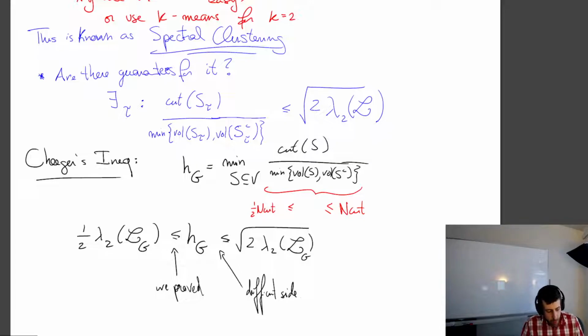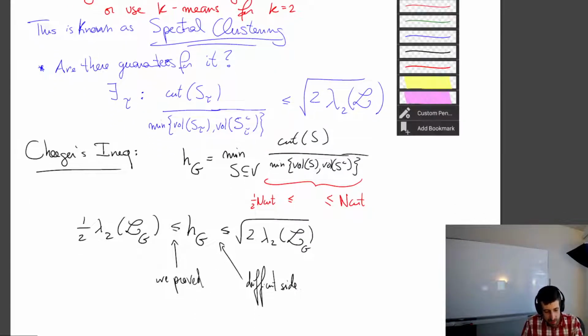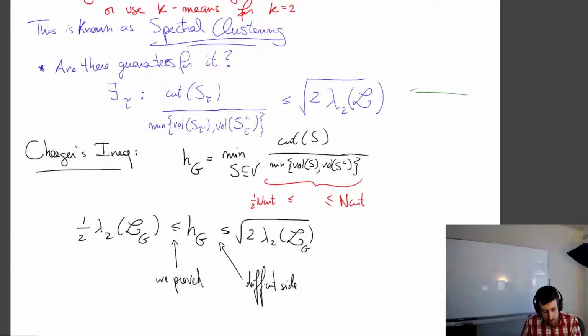But see, why did we prove this? Because of this relationship between this quantity and the n cut. They're the same up to a factor of 2. We proved that n cut is bigger than the eigenvalue, so it must be bigger than 1/2 of the eigenvalue because of this relationship with the factor of 2. Don't worry too much about the factor of 2. Basically this guarantee here gives this side, gives the difficult side.